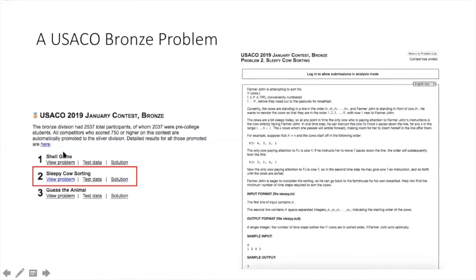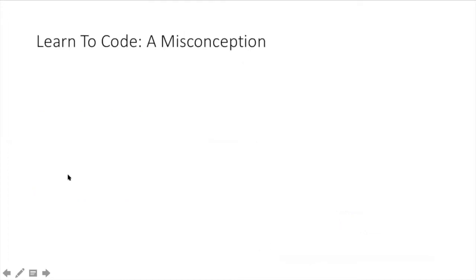It's problem 2 of the Bronze level. Normally problem 1 is the easiest, and problem 3 is the hardest. So problem 2 is in the middle, but it's not always the case.